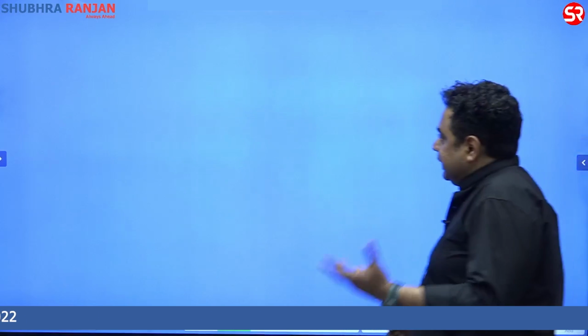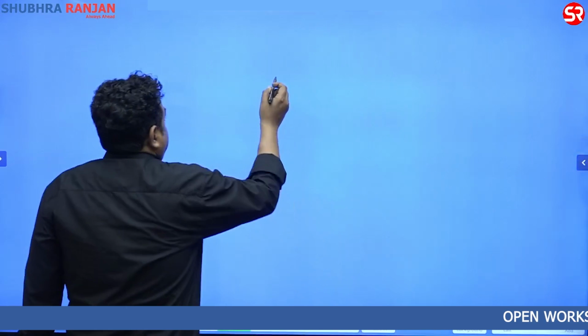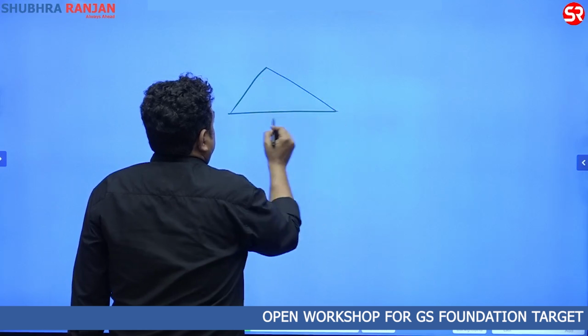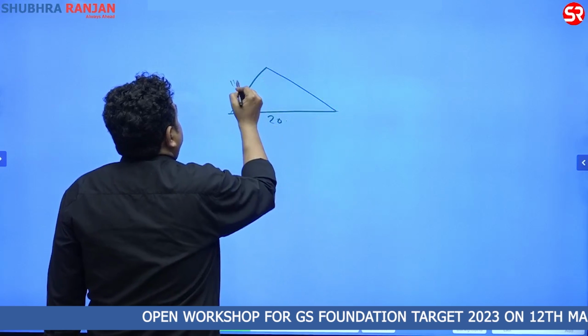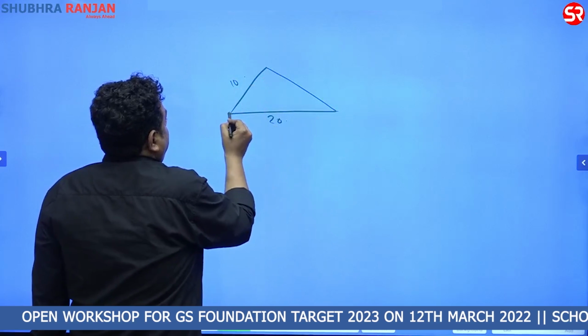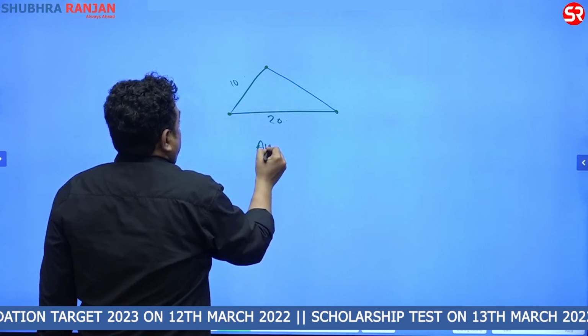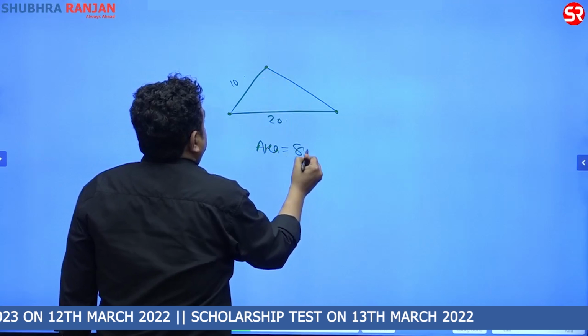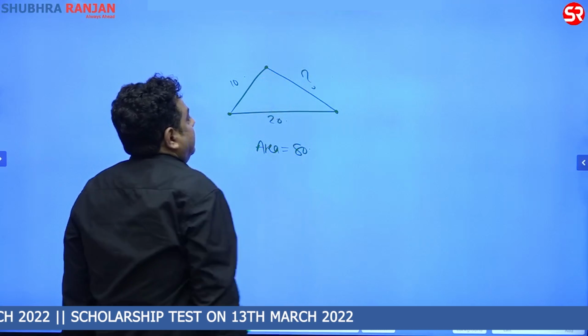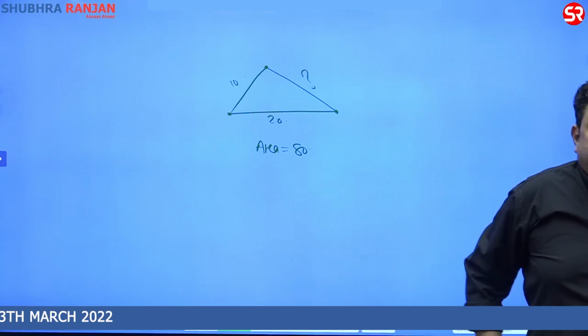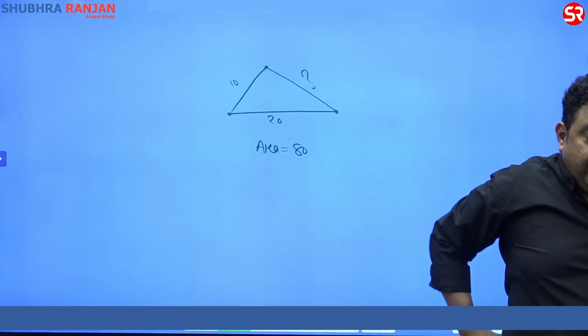Next one. He says, I have a triangle with one side 20, another side 10, and its area is 80. Find the third side. Find the third side and see. We call it the missing side.